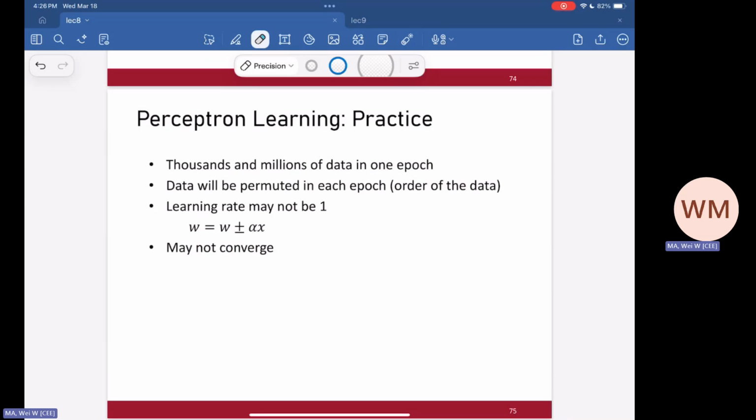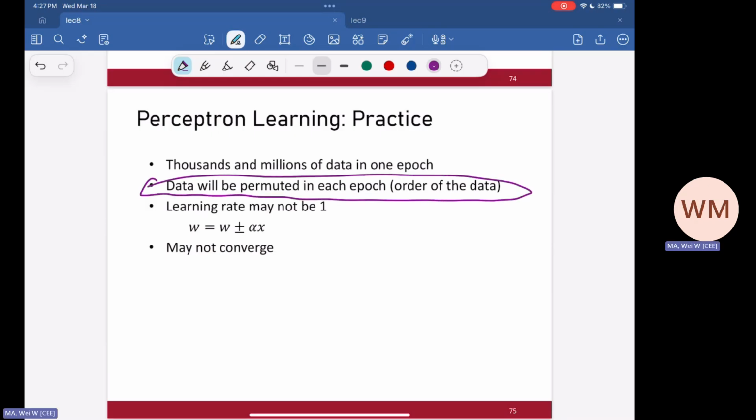There are some issues we haven't mentioned. Usually when you're talking about learning, it's actually millions of data, hundreds of thousands of data. So you have thousands of data in one epoch. And most of the time we want to do a permutation of the data in each epoch. Do you know what permutation is? Permute means that you randomly perturb the order of the data. For example, 1, 2, 3, 4, 5. Next time it is 1, 3, 2, 4, 5. You just randomly change the order of the data. We call this a permutation or permute.